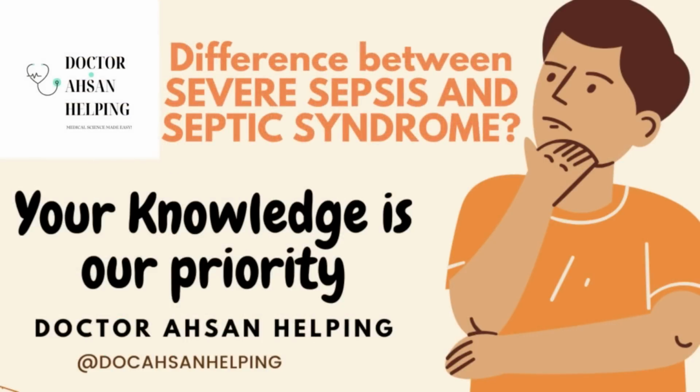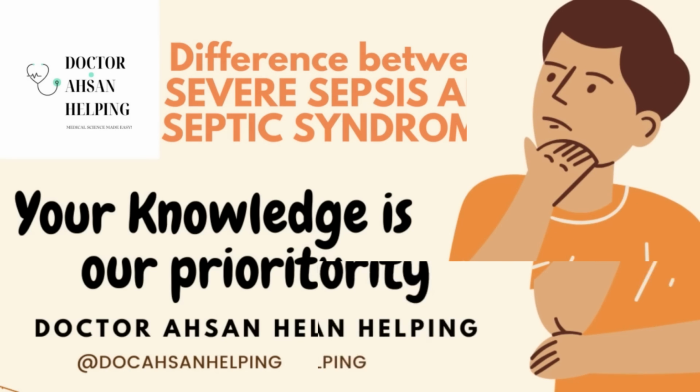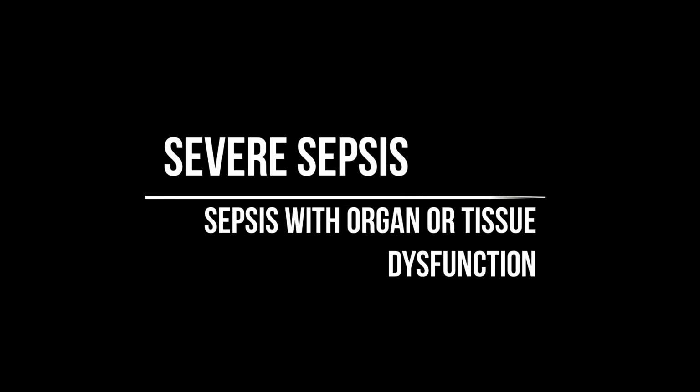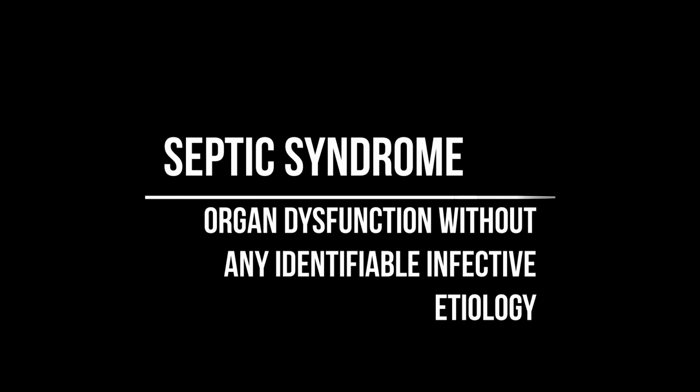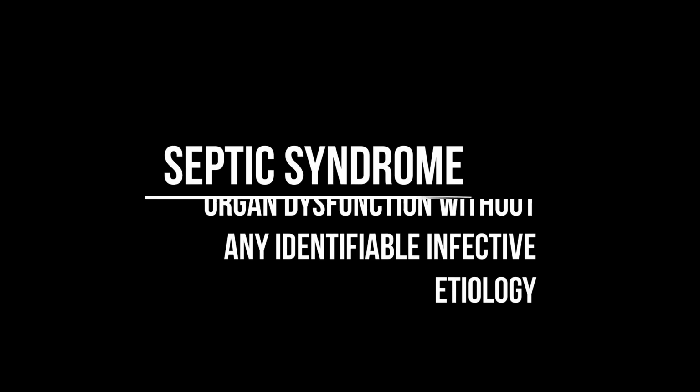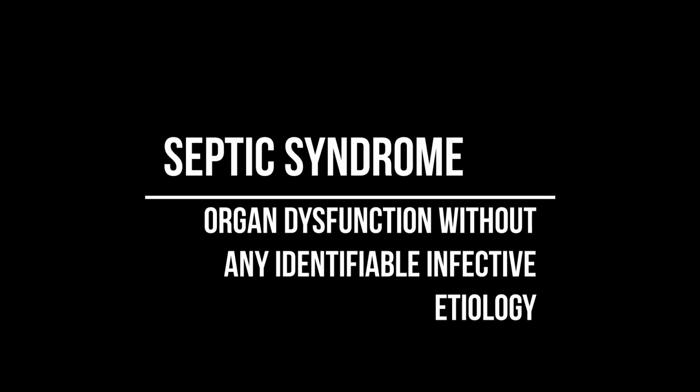Then there is another term which is known as septic syndrome. Septic syndrome is similar to severe sepsis, but in this case there is SIRS with end organ hypoperfusion, but there is no identifiable infective etiology. Remember, if there is identifiable infective etiology with SIRS, we call it sepsis. SIRS with end organ hypoperfusion without any identifiable infective etiology is septic syndrome.